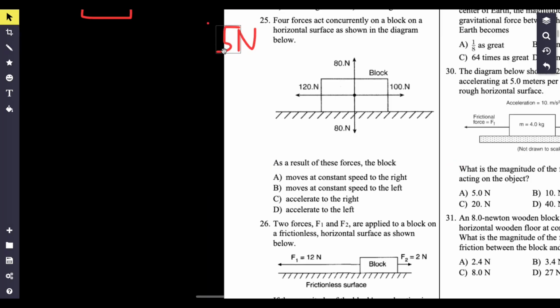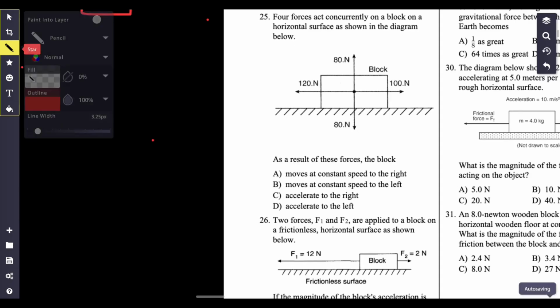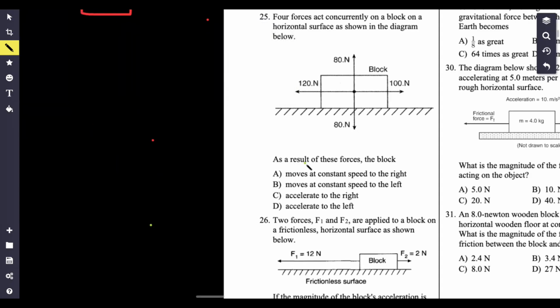Four forces act concurrently on this block. So you can see that these four forces are all acting on this block. And as a result of these forces, what would the block do? Well, the top and the bottom forces are going to cancel each other out. And this 120 is greater than 100 newtons. So there's going to be a net force of 20 newtons to the left. If there's a force, there's acceleration. So number 25 is D.